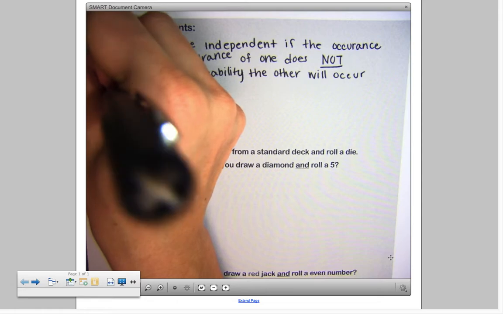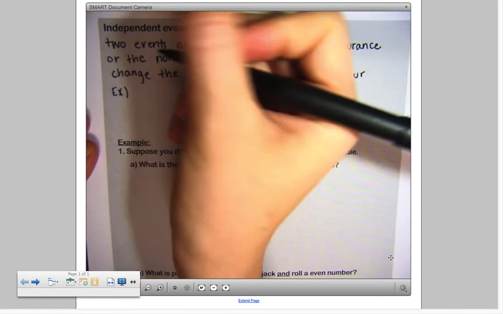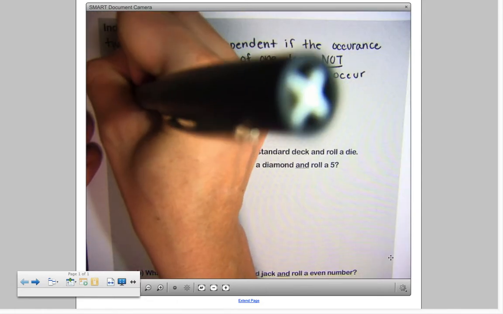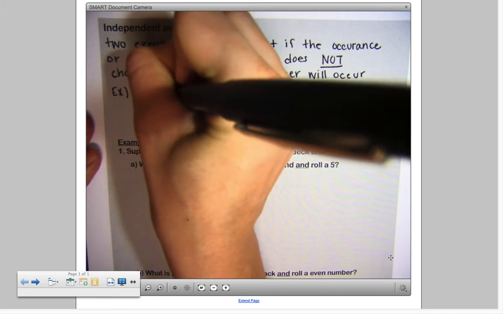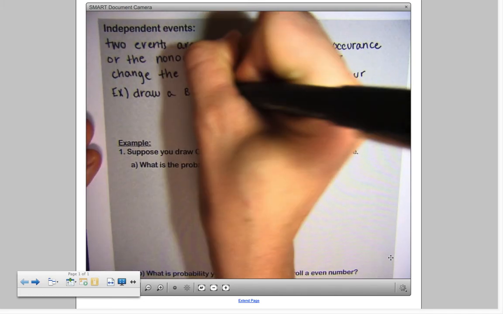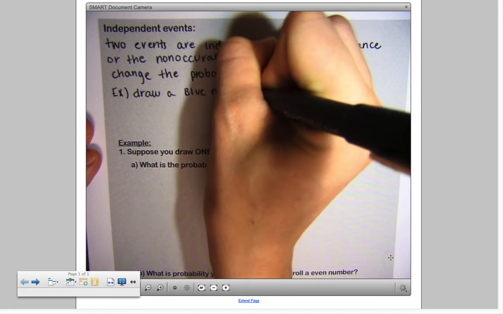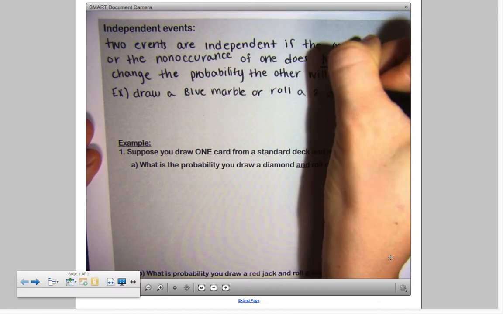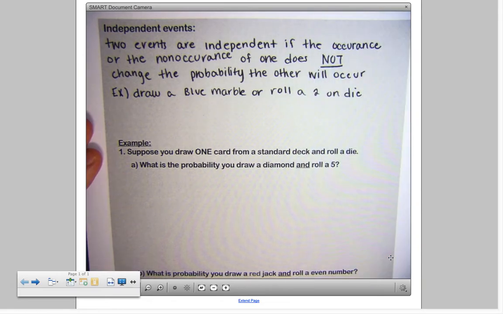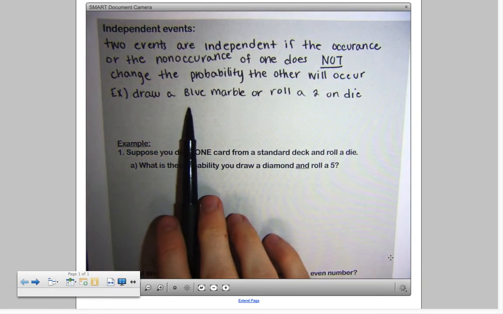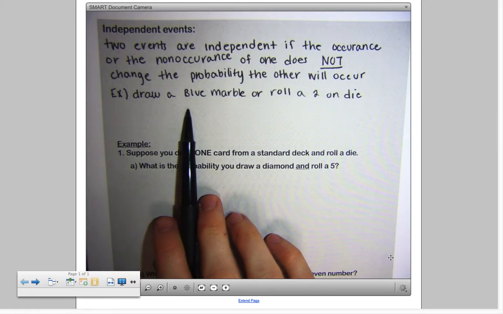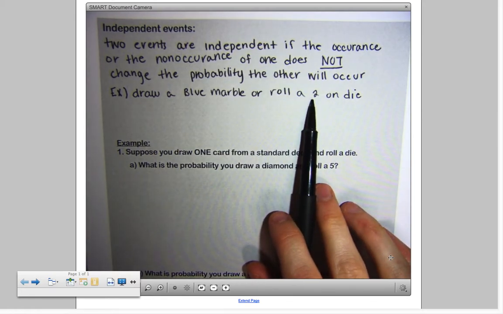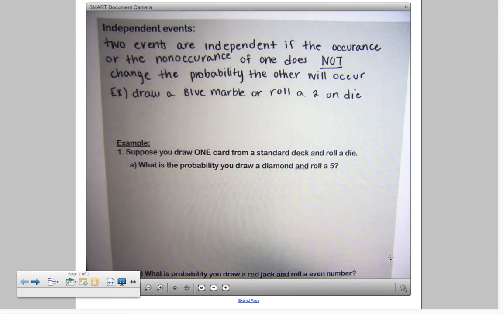So for example, if we were to draw a blue marble or roll a 2 on a die. Okay, so whether we draw a blue marble does not affect whether we roll a 2 on a die. So these two would be independent events.